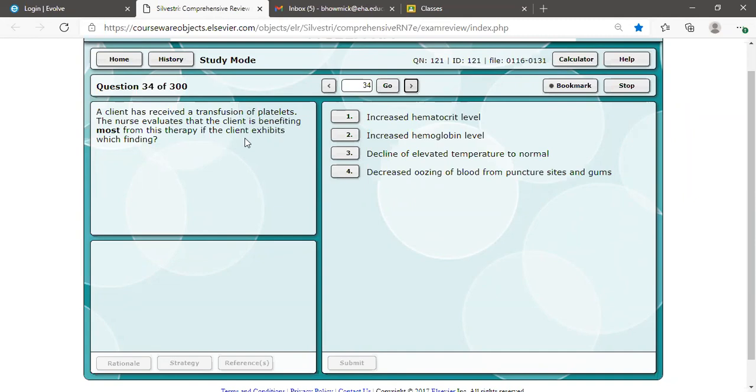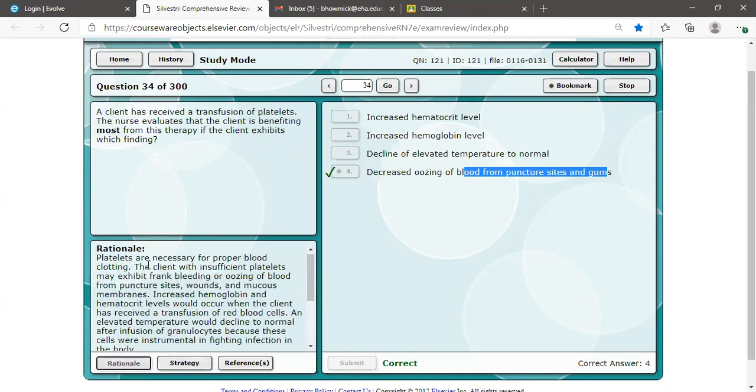So I said we use platelets for any kind of bleeding tendencies. If the bleeding is not stopped, or any bleeding disorder, we give them platelets. So the options are: increase the hematocrit level, increase the hemoglobin level, decrease the elevated temperature, decrease the oozing of blood from punctured site or gum. So I said platelets are already mentioned in the question, and we give platelets if the patient has any kind of bleeding disorder. So out of 4, definitely 3 is not an answer. Hemoglobin, if reduced, we give them red blood cells, but only option 4 directly mentions the bleeding occurring from site and gums. This is the good choice.